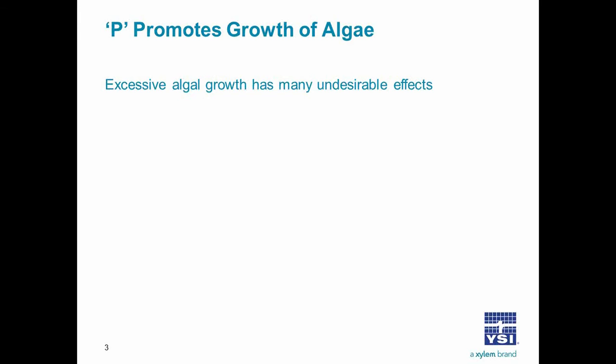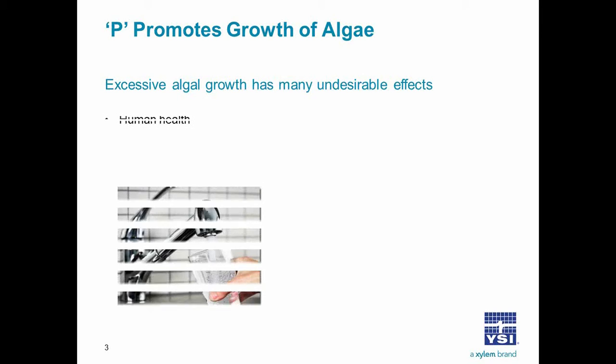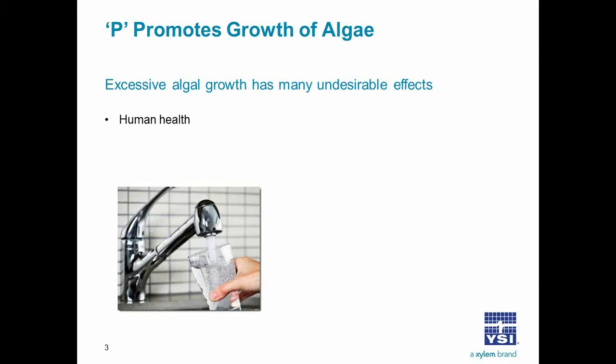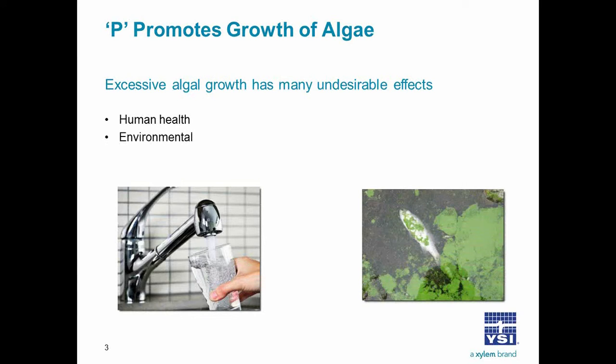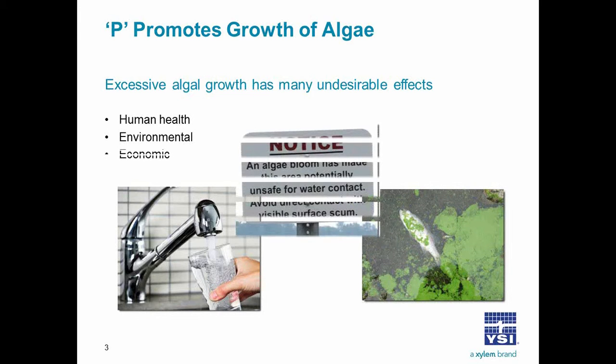So P promotes growth of algae. Excessive algal growth has many undesirable effects. Human health has been demonstrated recently. Drinking water can be made unsafe. Environmental: fish kills and such degrade the environment. And economic: limited access to recreation waters and the properties around them has a terrific negative impact on their economic well-being.